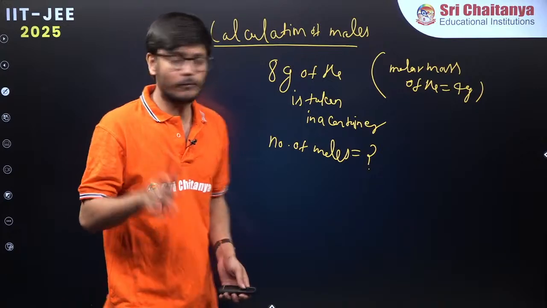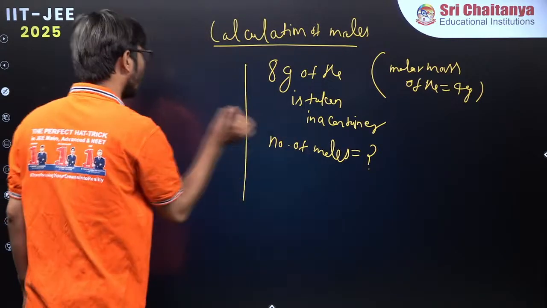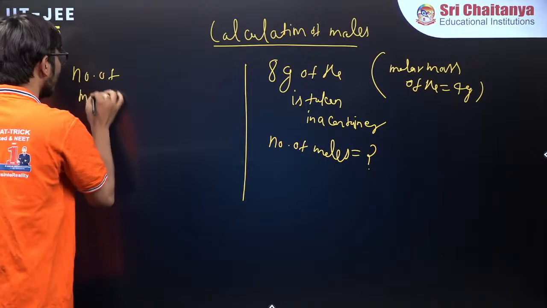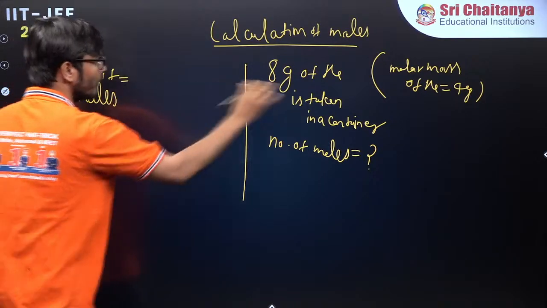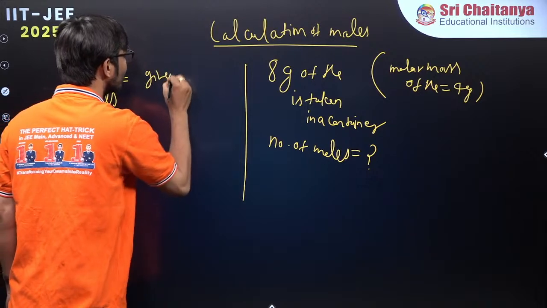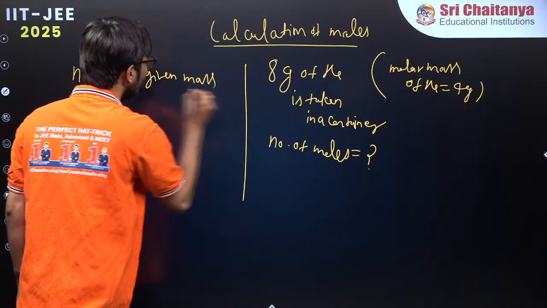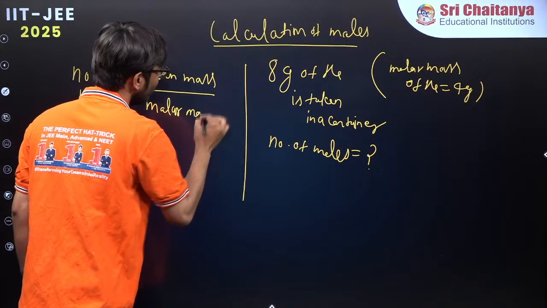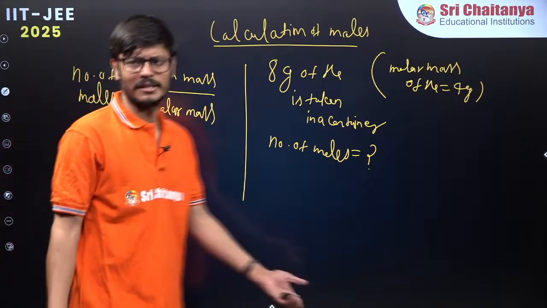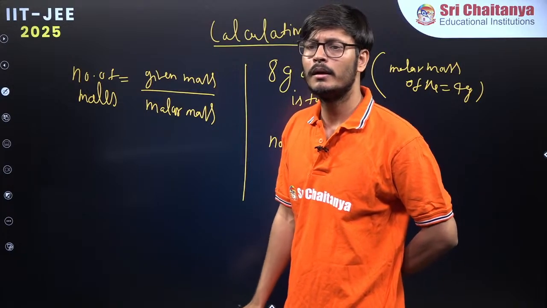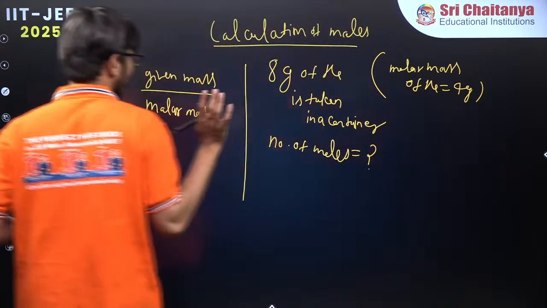Very simple, right? So from this I can form a formula. What is the formula, beta ji? Number of moles is equal to given mass by molar mass. I think very simple. Everybody can understand. Yes or no? Now, one more formula we will have.